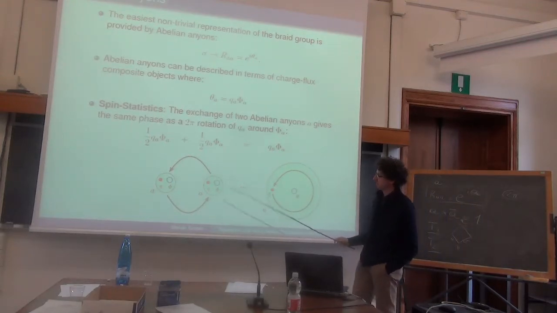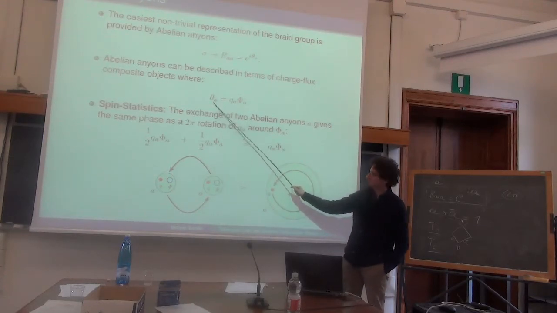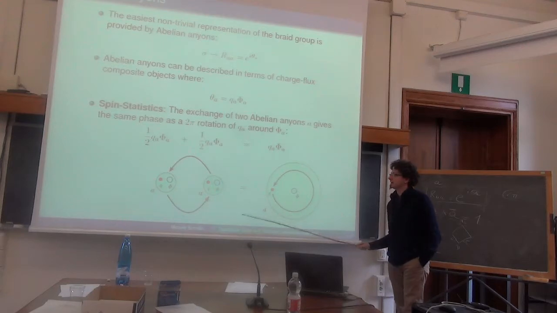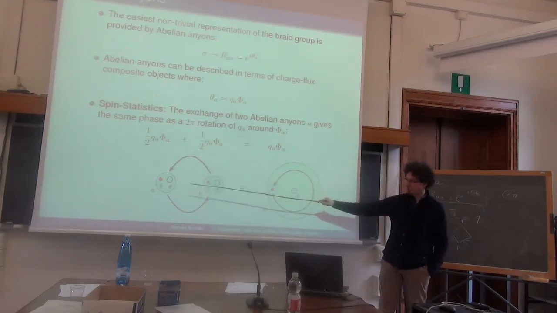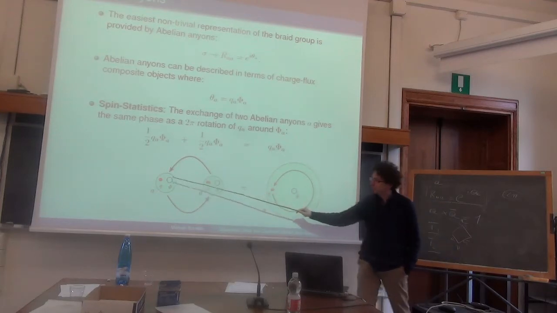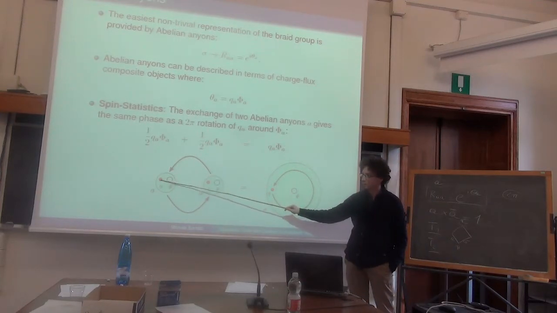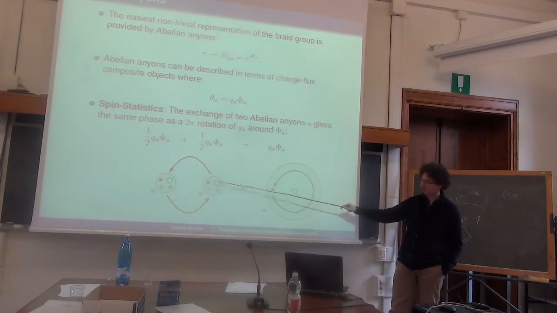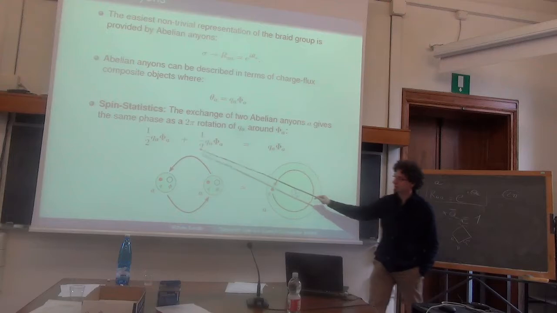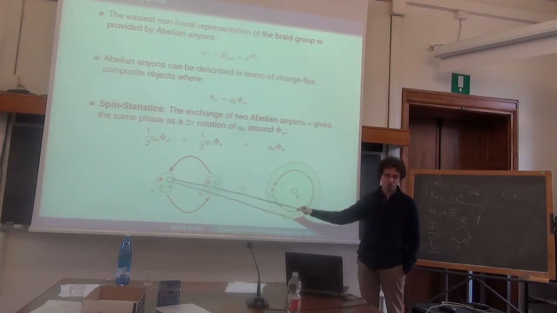Essentially, the spin statistics for this topological spin, which is theta_A, tells me that when I exchange two of these composite objects, I have to consider that this red charge is going halfway around the blue flux, and this blue charge is going halfway around this red flux.